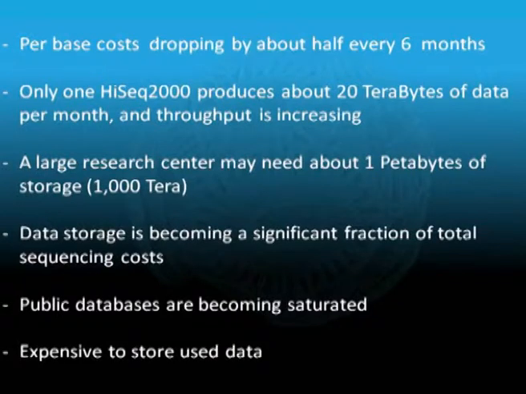Only one of these sequencing platforms, the HiSeq 2000 from Illumina, produces about 20 terabytes of data per month. This is like 20 hard drives that you use for moving data around, and 20 of these are produced every month. A large research center, and I took this data from Cold Spring Harbor lab, has about 1-2 petabytes of storage for the whole institute, which is about 2,000 terabytes of data.